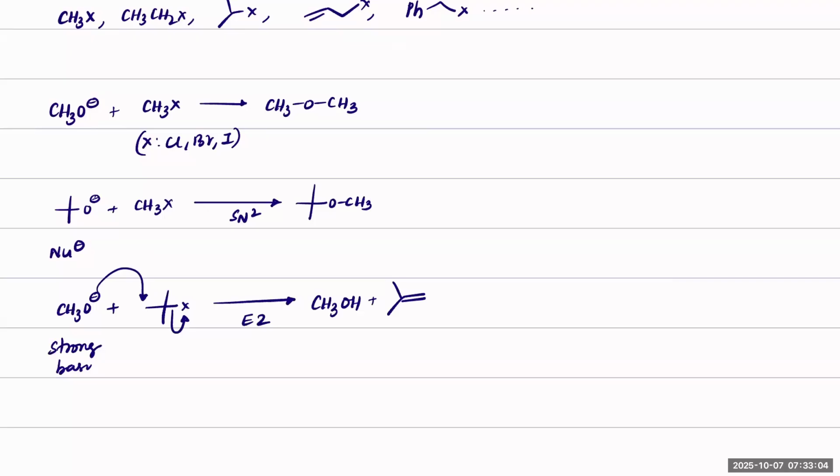If there are other groups, that means it might go for elimination. So you can see CH3O minus can attack, X minus can leave, so you will get this product. Tert-butoxide can attack, X minus can leave, SN2 can happen. But if you have this as tertiary butyl chloride, then only elimination can happen. So E2 will be favorable in that case.